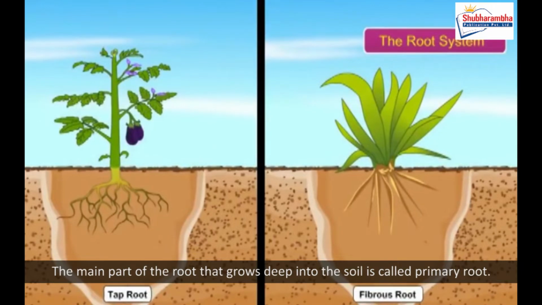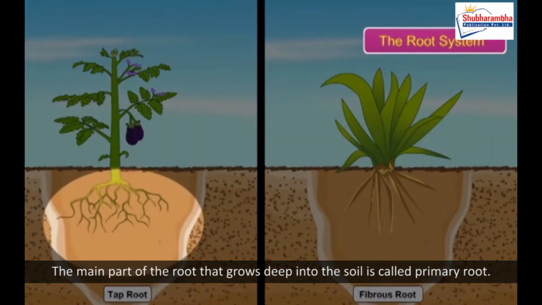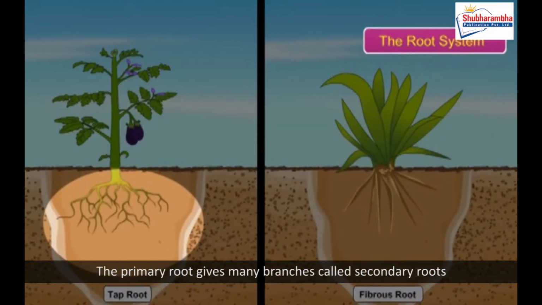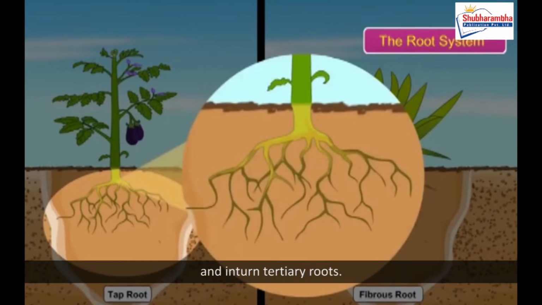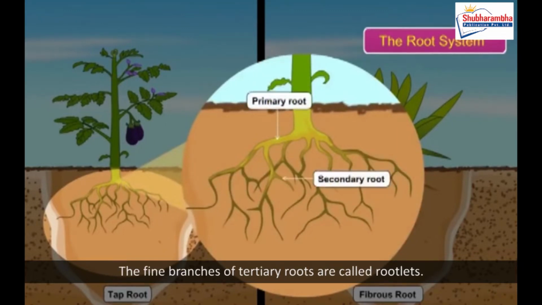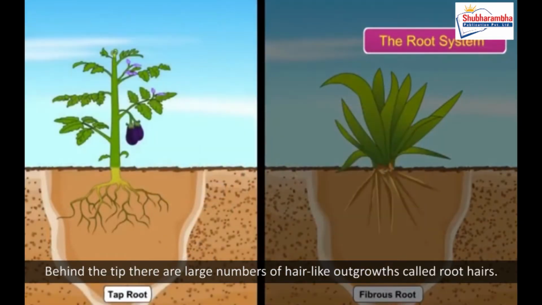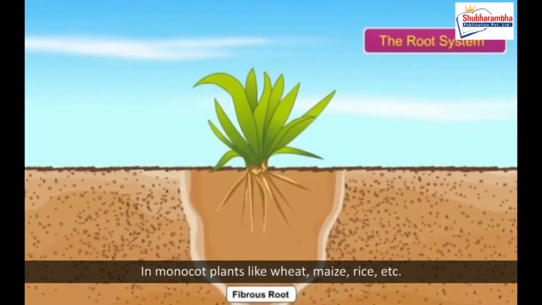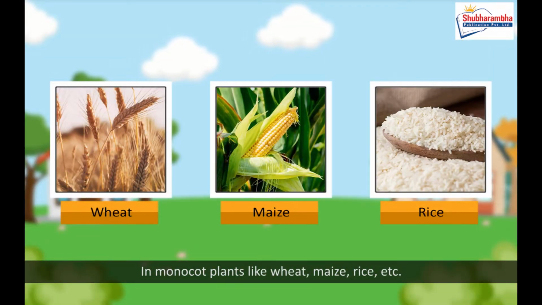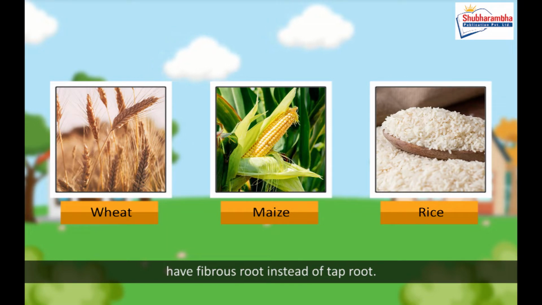The main part of the root, that grows deep into the soil, is called primary root. The primary root gives many branches called secondary roots and tertiary roots. The fine branches of tertiary roots are called rootlets. The tip of a rootlet is soft and delicate, which is covered by a root cap. Behind the tip there are large numbers of hair-like outgrowths called root hairs. The monocot plants like wheat, maize, rice, etc. have fibrous root instead of taproot.